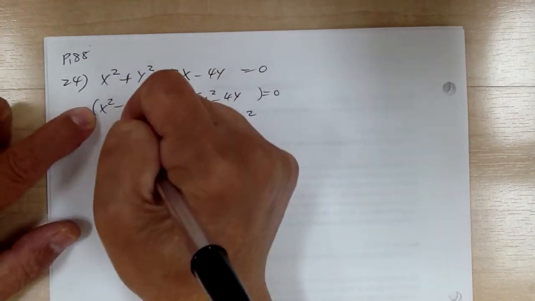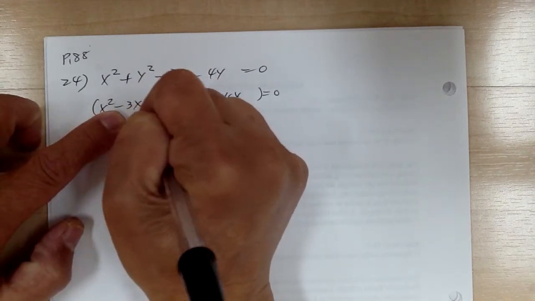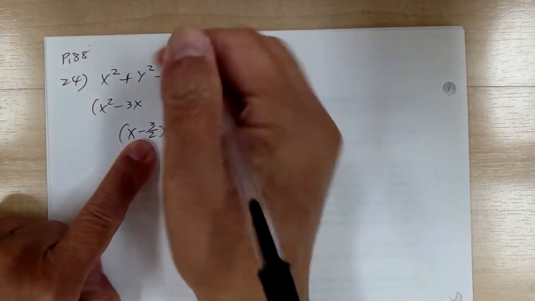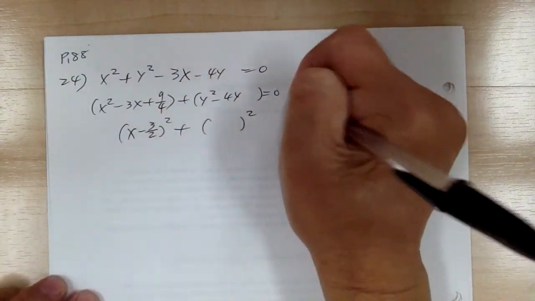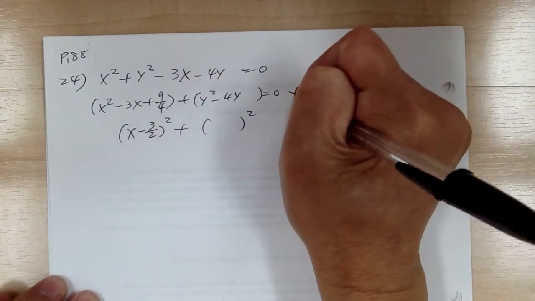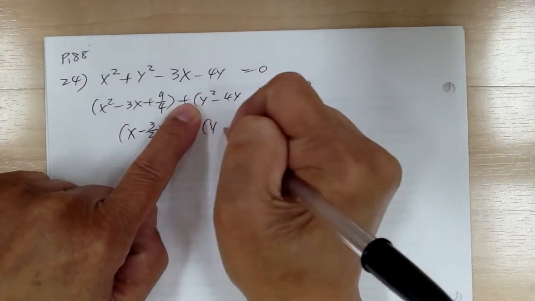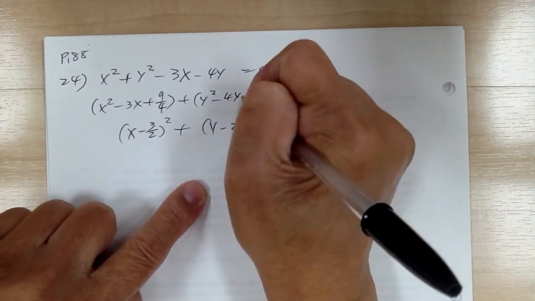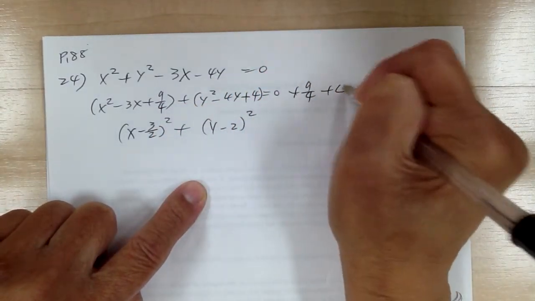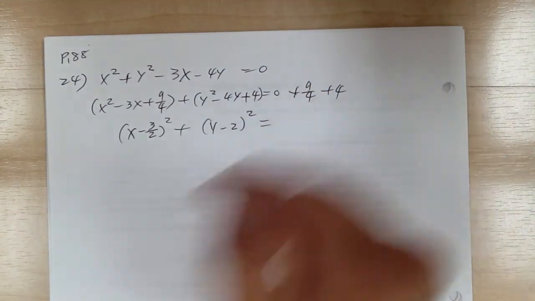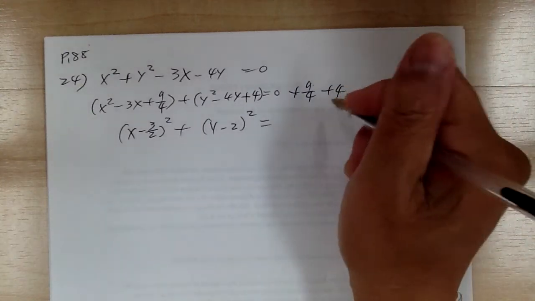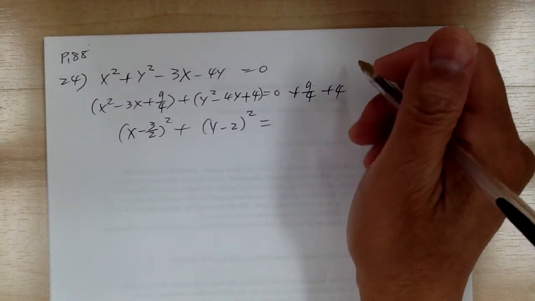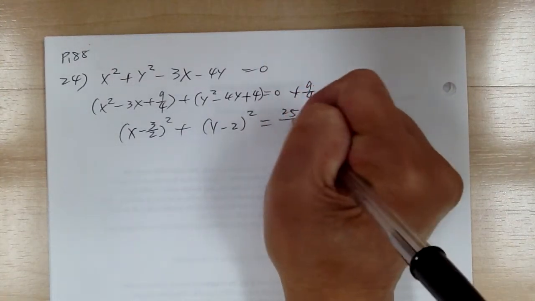So from here, you're going to get x. From this, you're going to get minus 3 over 2. So you square that, you get plus 9 over 4. Since you plus 9 over 4, you need to plus 9 over 4 here. This one here, you're going to get y minus 2. So you need to get plus 4, plus 4. So when you work it out, okay, you can use your calculator to add this together. You end up with 25 over 4.